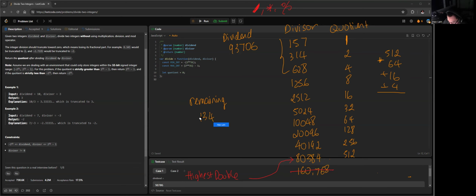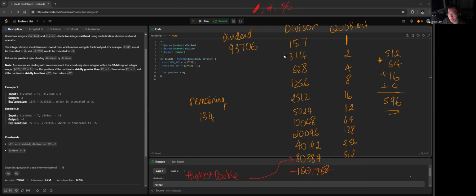Now we cannot repeat the process anymore, because the remaining 134 is less than the divisor, so we just stop. And as you notice, the sum of these numbers, 512 plus 64 plus 16 plus 4, gives us 596, which is the result of our division.